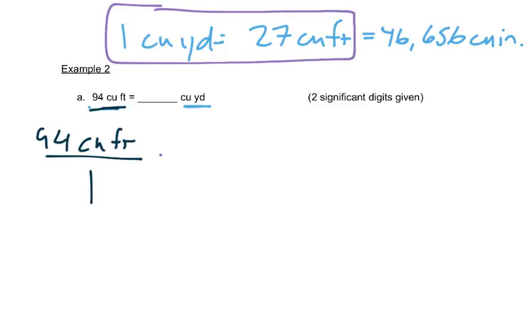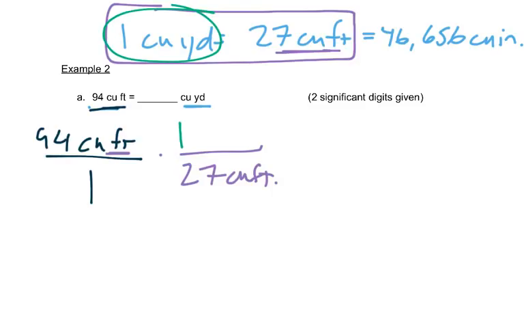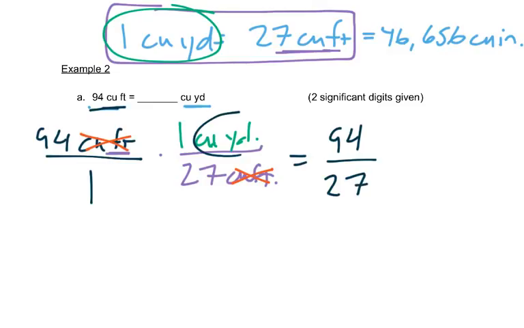And then we're going to write a fraction. Because this has cubic feet on the top, we're going to put the cubic feet on the bottom. And this other part that's left will go on the top. So the cubic feet will cancel out. And we multiply straight across. 94 times 1 is 94. 1 times 27 is 27. We have cubic yards for our units.